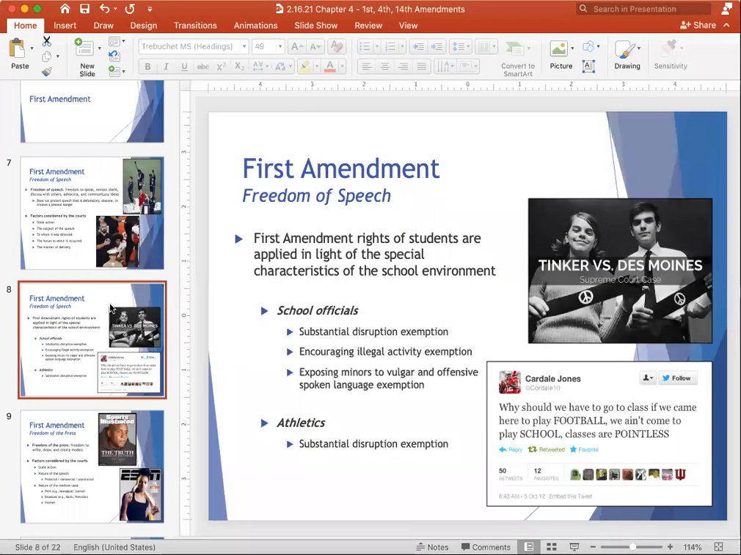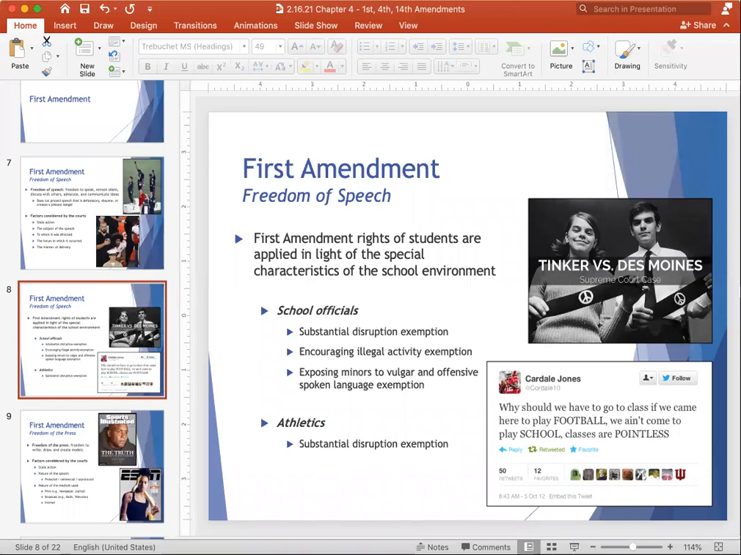Now, when thinking of sports, I wanted to point to the special characteristics of the school environment because there are a few exemptions that school officials, which would include the athletic administrators and coaches, have due to the special characteristics of the school. So exemptions meaning you have some rights to prohibit the speech of students in certain circumstances.